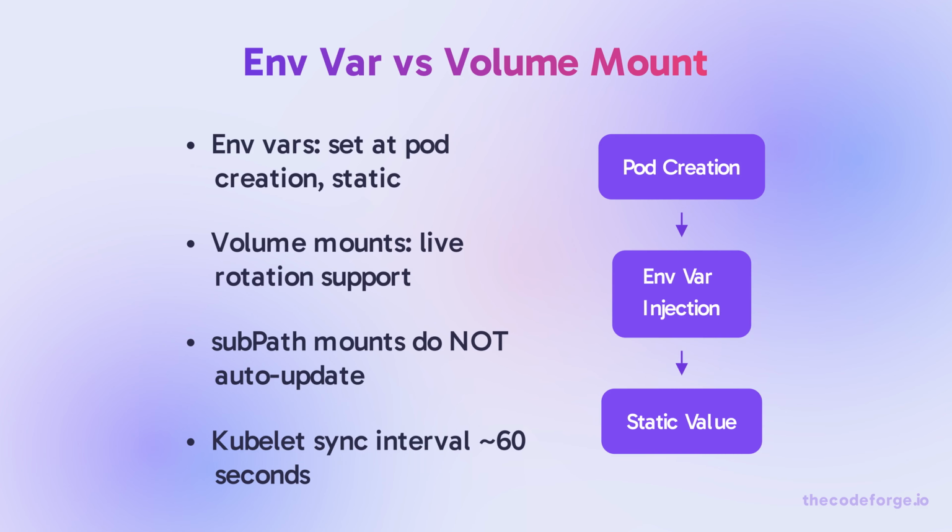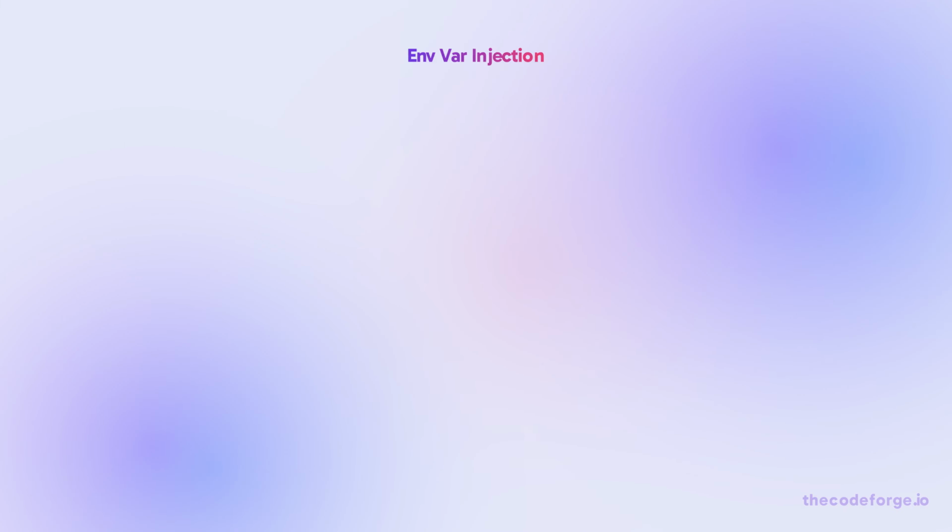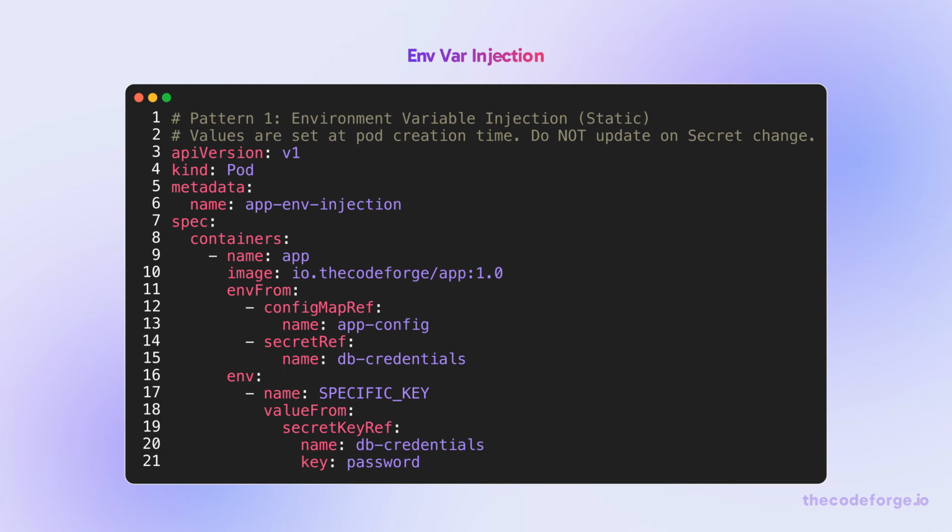ConfigMaps and Secrets can be consumed as environment variables or volume mounts. Env vars are set at pod creation and never update. Volume mounts support live rotation, but the kubelet syncs changes every few seconds. SubPath mounts do not auto-update. This pod injects the entire ConfigMap and Secret as environment variables. The values are snapshots taken at pod creation. Updating the secret does not update the running pod's environment.